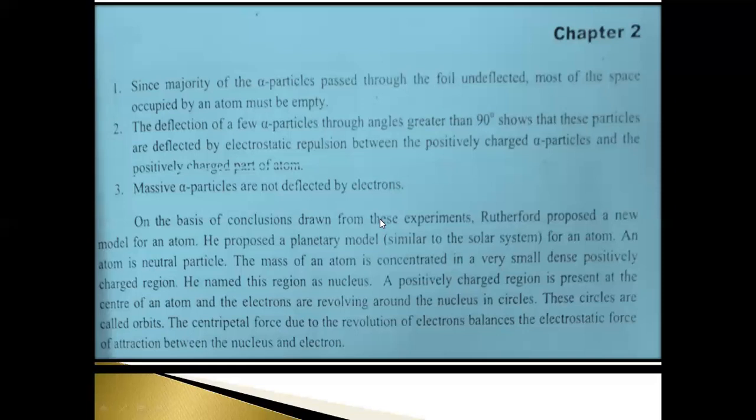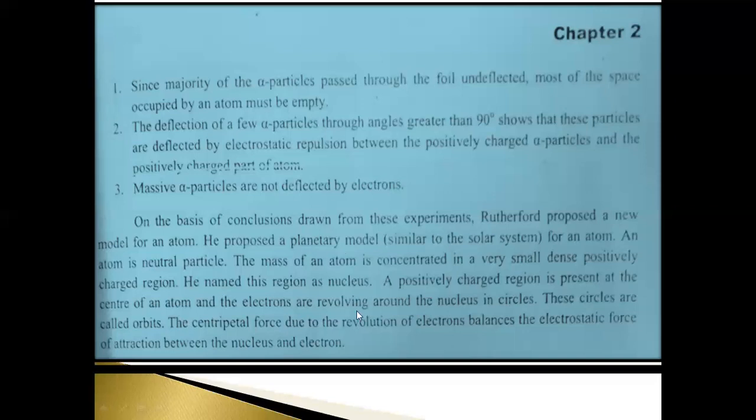So on the basis of these conclusions, Rutherford proposed a new model, and he named it the planetary model. Why did he call it the planetary model? Because it is similar to the solar system. As in the solar system, the planets revolve around the sun. Same is the case. He said that the electrons revolve around the nucleus in specific circles or in specific shells. He named those circles orbits.